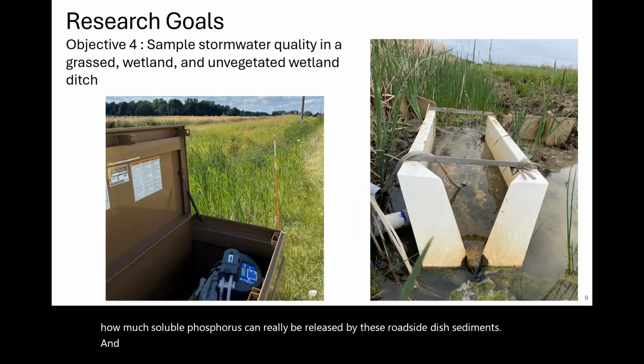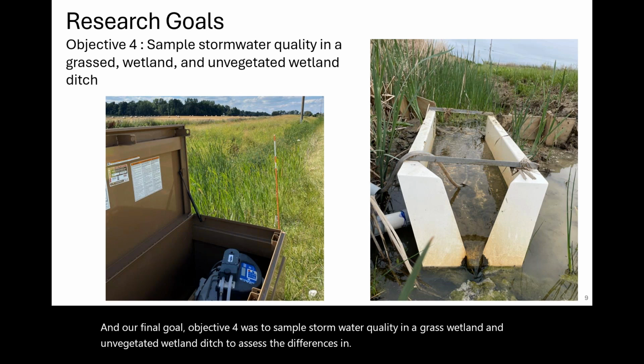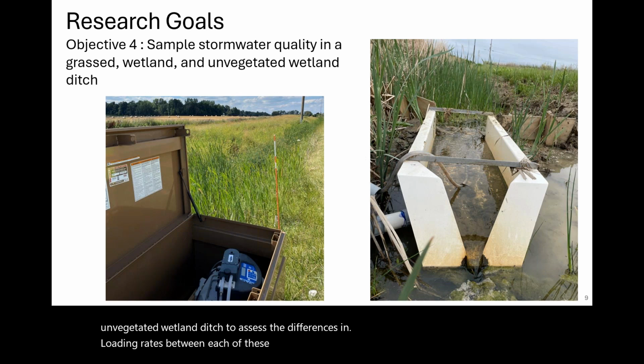And our final goal, Objective 4, was to sample stormwater quality in a grassed wetland and unvegetated wetland ditch to assess the differences in loading rates between each of these conditions and see the impact on receiving waters.